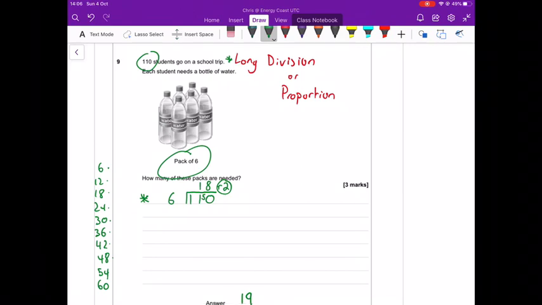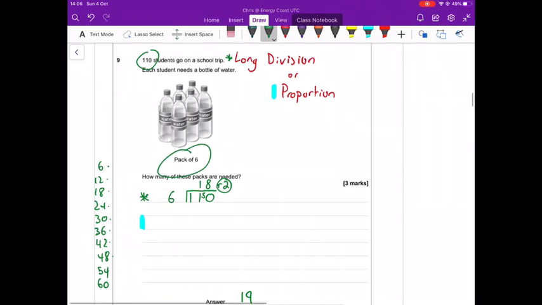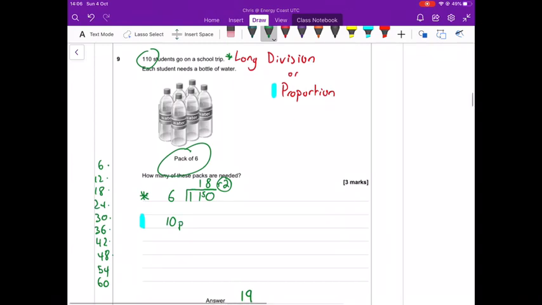I'm going to show you one other way that I probably would have done this question, okay? Think about timesing up this 6 until we get to 110. There's a few ways to do it. I know that 10 packs would be 60 bottles, and I could keep going up. So 11 packs would be 66. I know that 12 packs would be 72. And if I keep going like that, you'll eventually end up at 19.